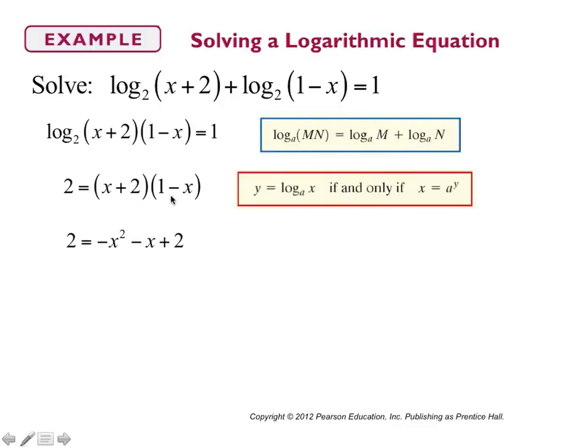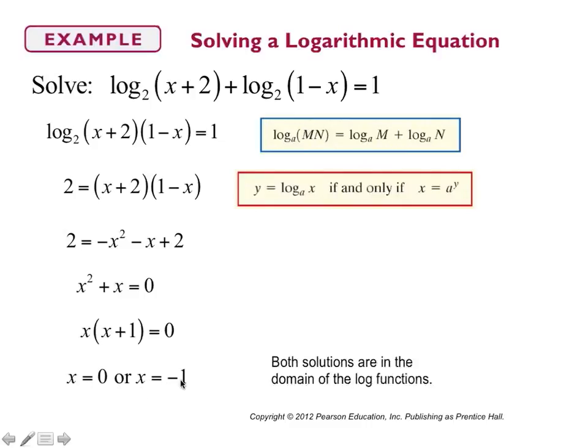And then we go ahead and factor this out. So we have 2 equals negative x squared minus x plus 2. And then we subtract 2 from both sides. So we have x squared plus x equals 0. And we factor. And we get two solutions, x equals 0, x equals negative 1. And you need to make sure that both work.